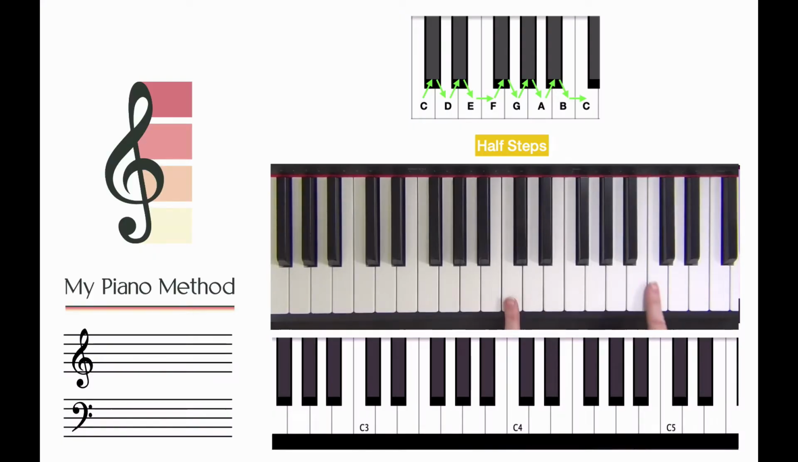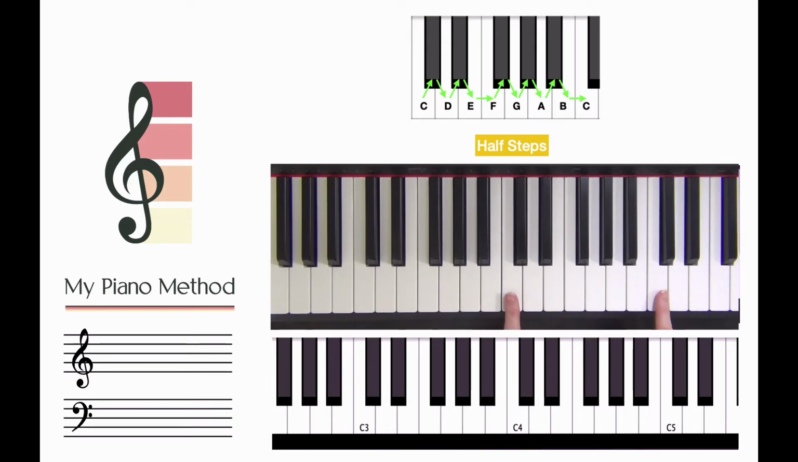Now if we take our C major scale, and there are 7 notes, C, D, E, F, G, A and B, and then we start again at the C. There's 8 notes in total in this scale, but if we include all of the black notes as well, there's actually 12. 1, 2, 3, 4, 5, 6, 7, 8, 9, 10, 11, 12. 13 if you include the top C.